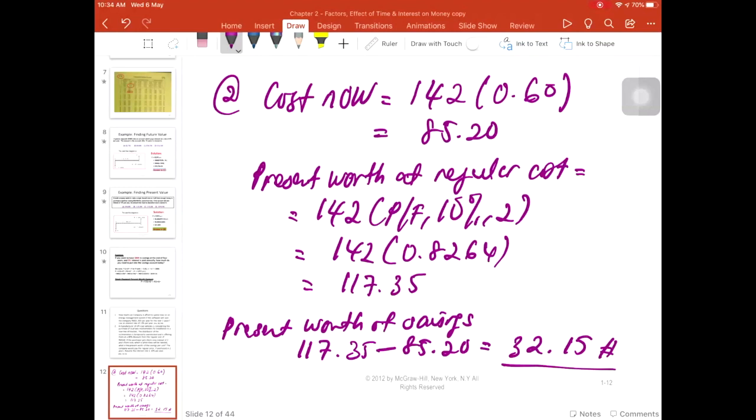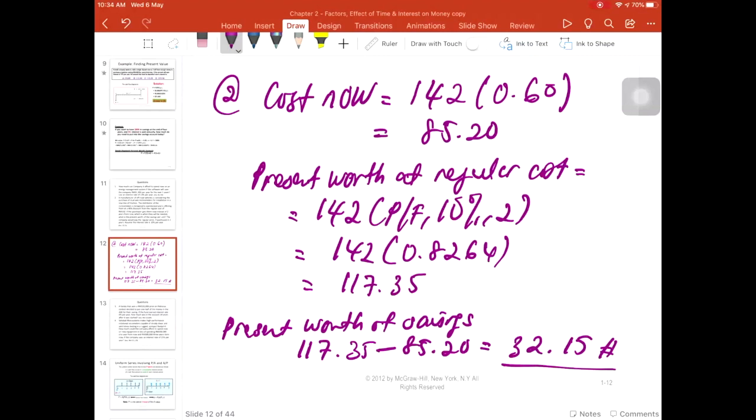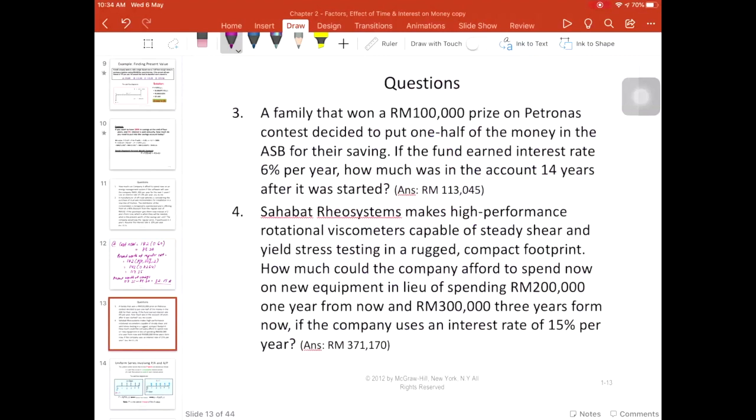Yeah, so you have to calculate one by one. Okay? Alright. So next, question number 3. Yeah, you have to be an expert on this one.